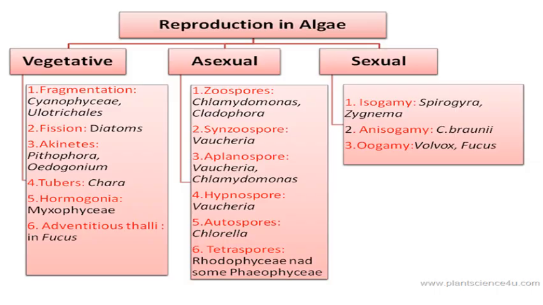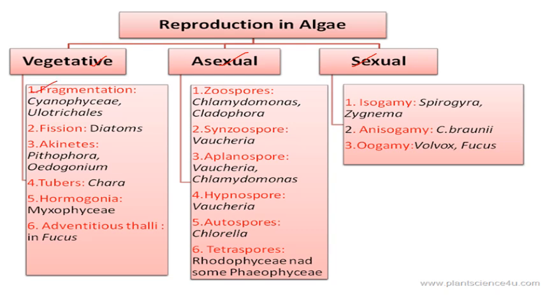This flowchart shows various modes of reproduction in algae. First is vegetative, then asexual and sexual modes of reproduction. In vegetative reproduction, any part of the plant body can give rise to a new individual. That type of reproduction is known as vegetative reproduction, and it is a very common mode of reproduction in algae. There are various methods of vegetative reproduction.